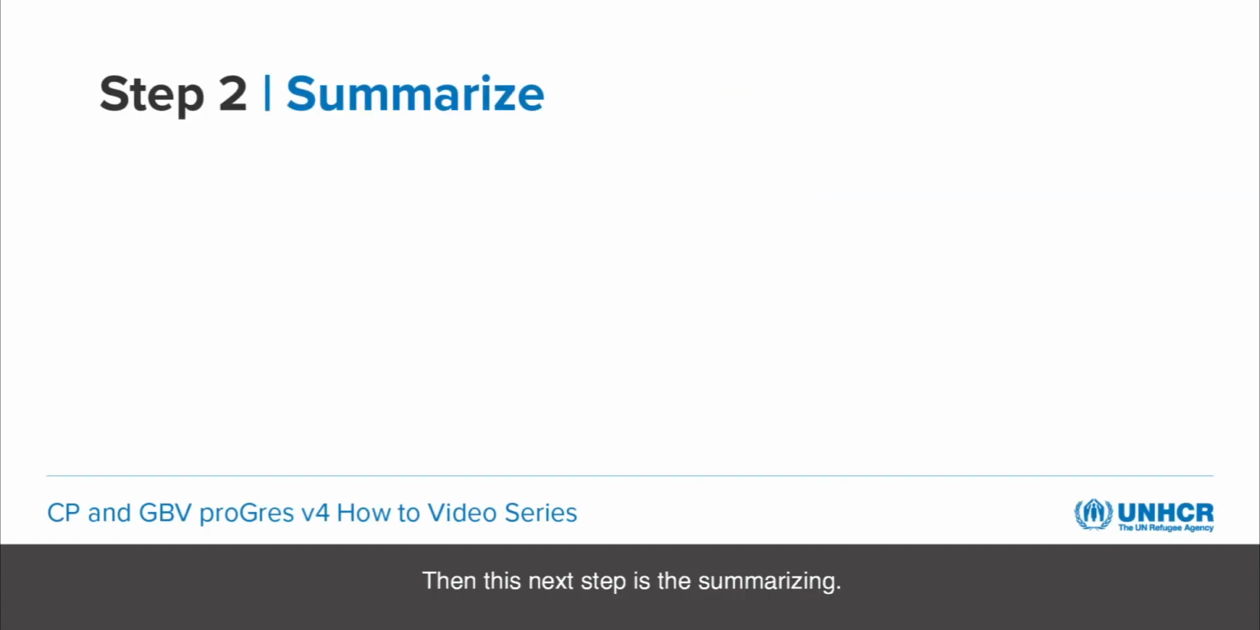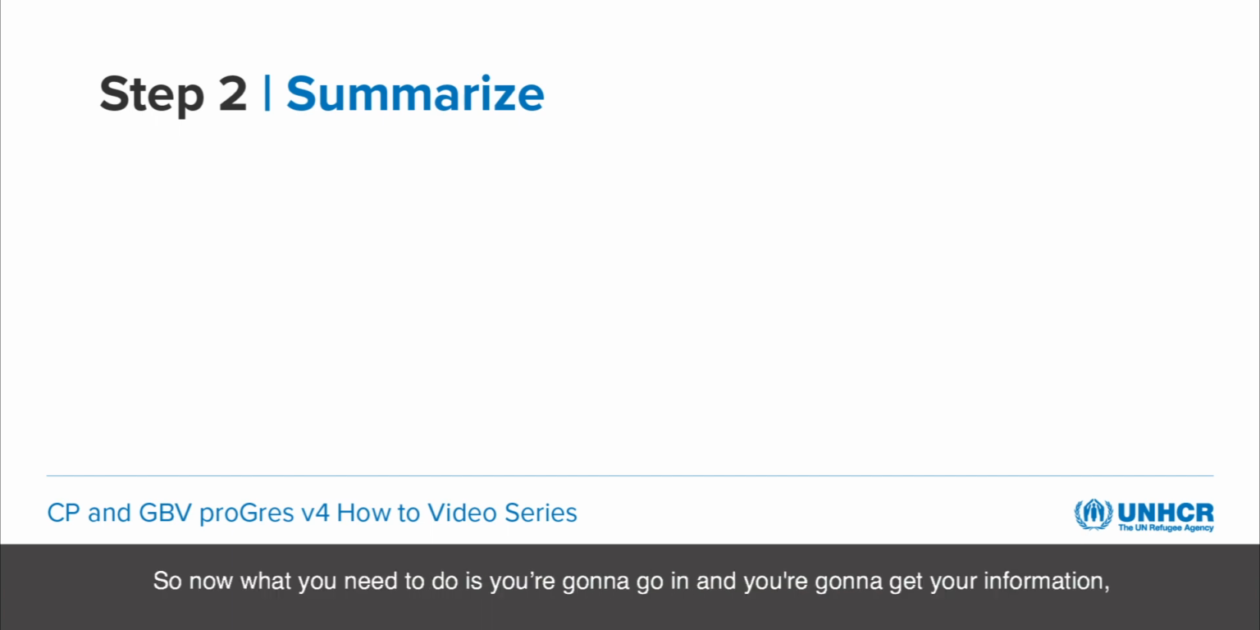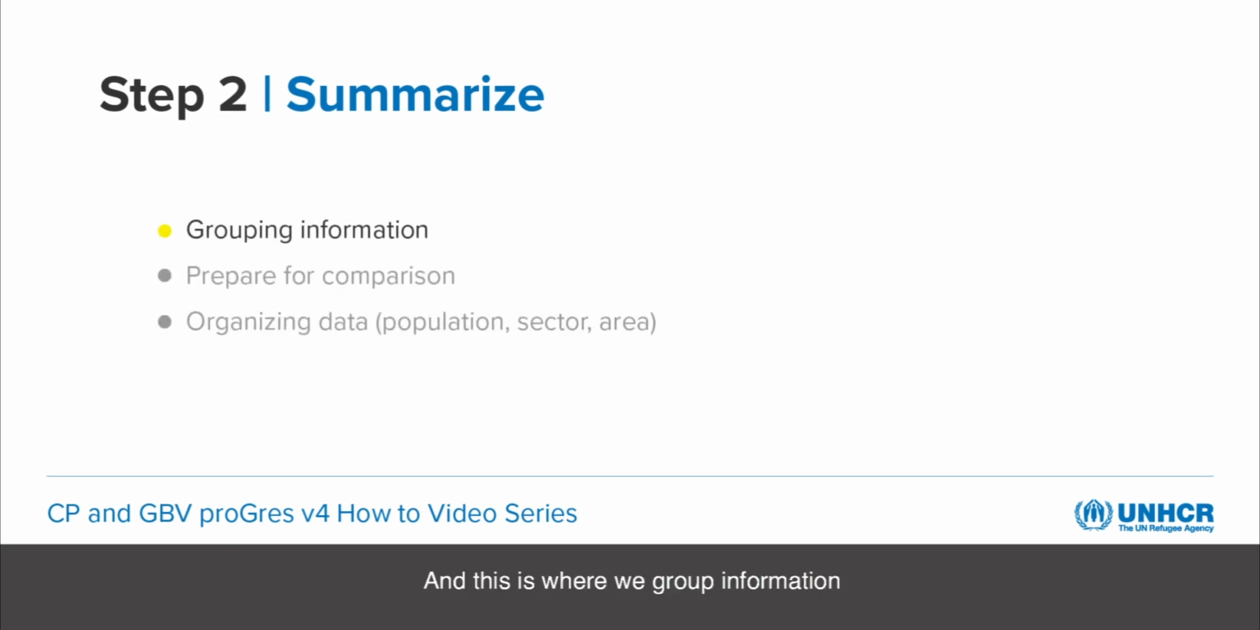Then this next step is the summarizing. So the first step is all in your brain or on a piece of paper. I'm really kind of trying to figure it out. Now we know our information needs. So now what you need to do is go in and get your information. You're going to mess with it, start playing with it. And this is where we group information so that we can start comparing and organizing data.